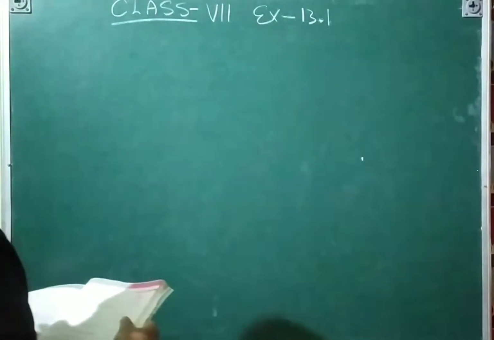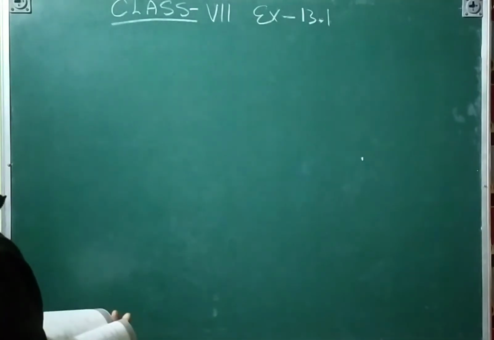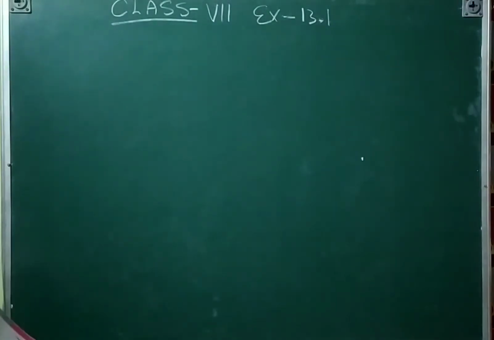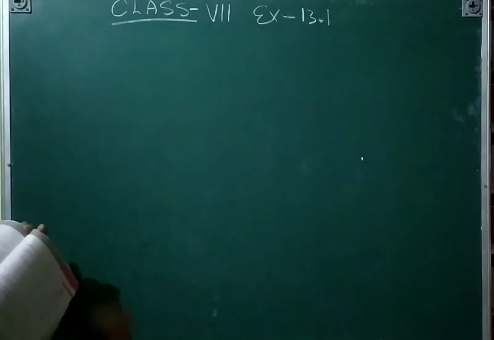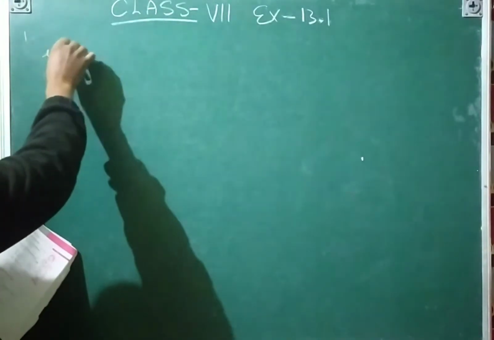Chapter 13, Exponent and Power. Exponent power means like this: 2 power 3, 5 power 4, etc. So exercise 13.1, find the value of the following. The first part is 2 power 6.